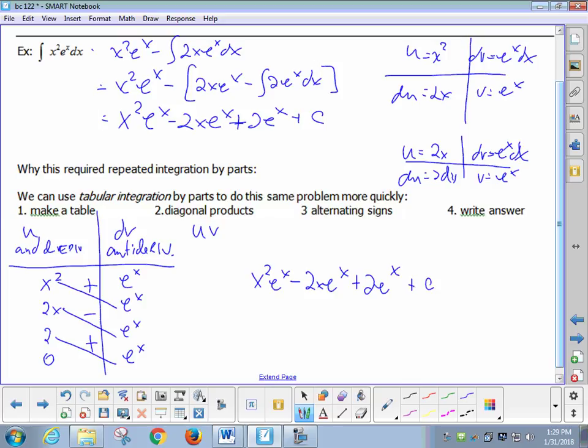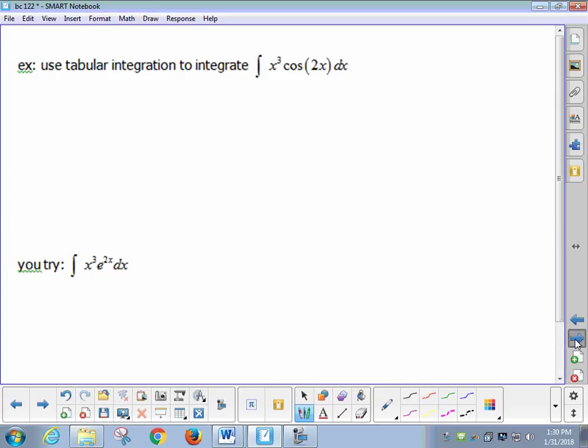So let's see. Okay. Yes? Does it always start as positive? It always starts as positive because uv always starts as positive. Wow, that was so quick. Yeah, it's super quick.